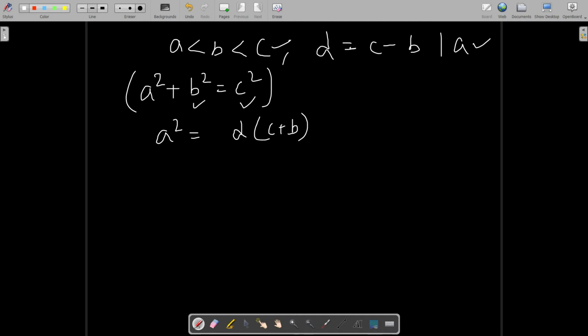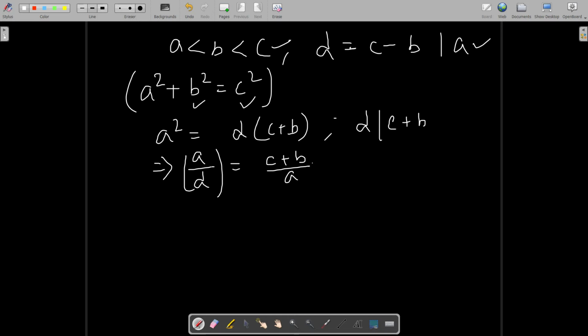Now you know that d divides a. So this essentially means that we must have a by d equals c plus b divides a. Now obviously a also divides c plus b. So this means that d divides c plus b. This is because a by d is an integer, since d divides a, so this must also be an integer, and for this to be an integer, a must divide c plus b. But we already know that d divides a, so d must also divide c plus b, but d is c minus b, right? So d must divide the difference of both of these.